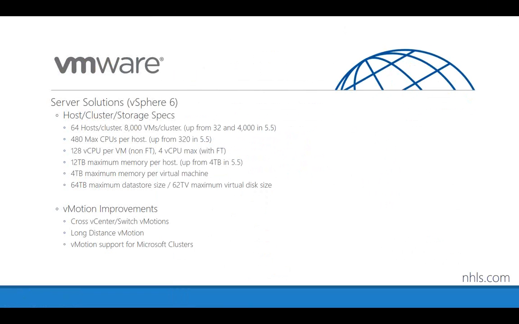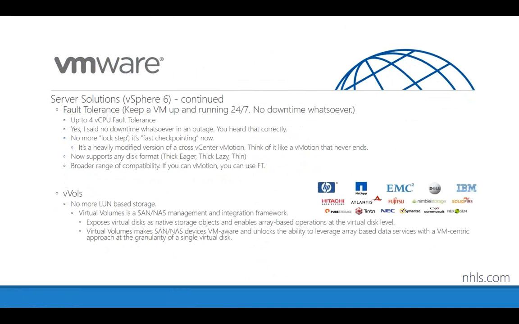In vSphere 6, they've improved vMotion recently. You can do a cross vCenter migration, which is pretty sweet. So you could theoretically move VMs from New York to California through long distance vMotions. You can change a lot of different things like datastores. You can do your traditional vMotion, but also storage vMotion, change your network, all that kind of stuff at the same time. And it does support Microsoft clustering as well.